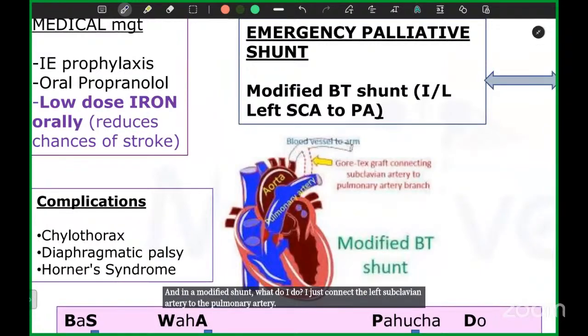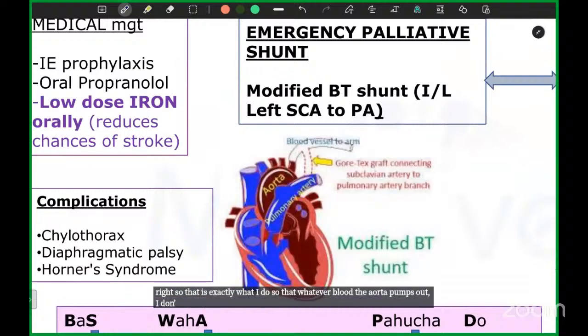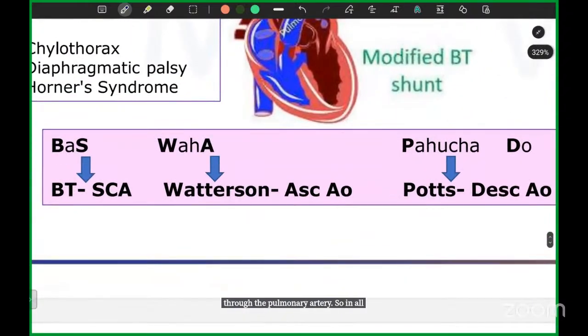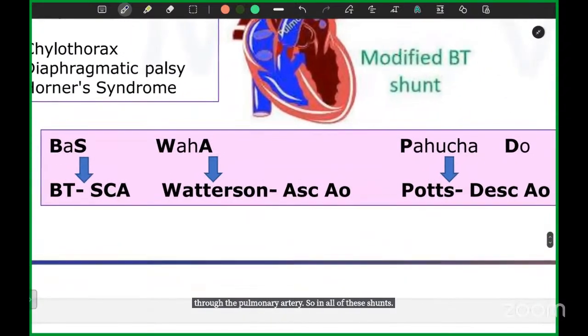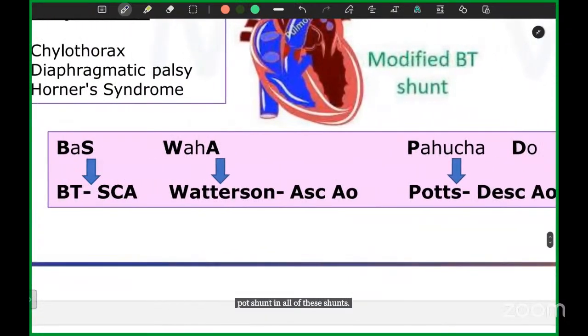That is exactly what I do, so that whatever blood the aorta pumps out, I don't let it reach the systemic circulation because it's mixed blood. I don't let that happen. I drive that blood back into the lungs through the pulmonary artery. So in all of these shunts, be it Watterson shunt, modified BT shunt, or Pot shunt, the ultimate destination is the pulmonary artery.